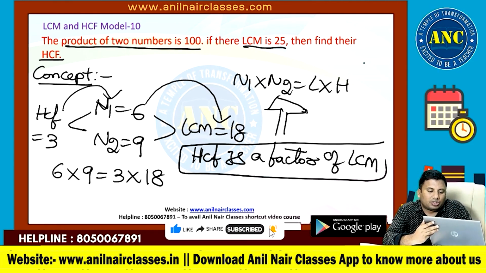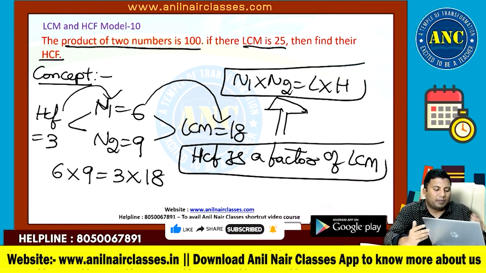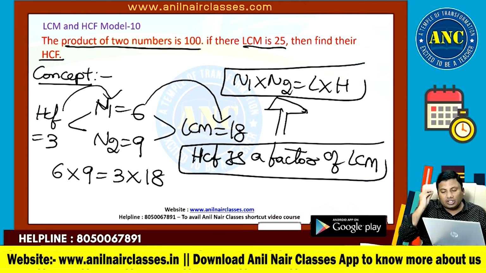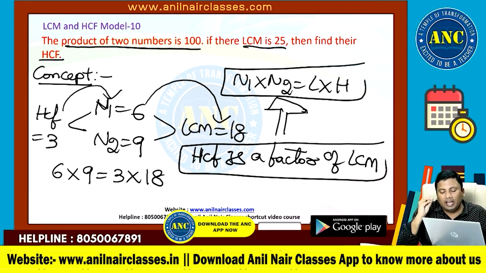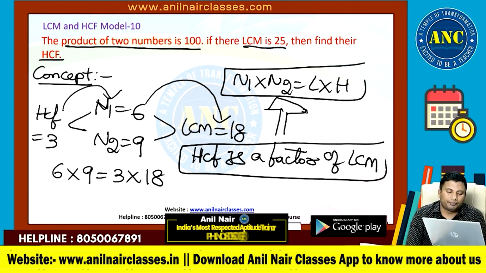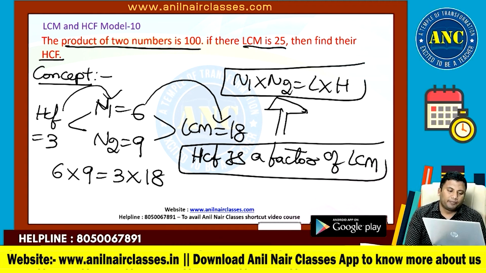N1 into N2 is equivalent to LCM into HCF. It does not matter which formula you are using. HCF is a factor of the number. Number is a factor of LCM. HCF is a factor of LCM.